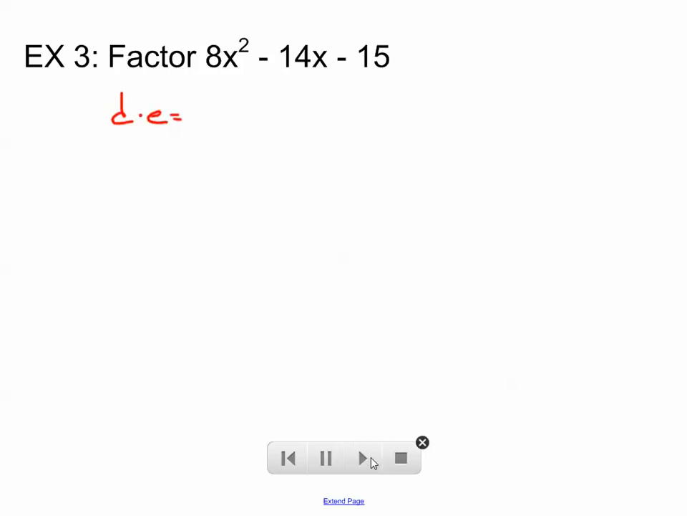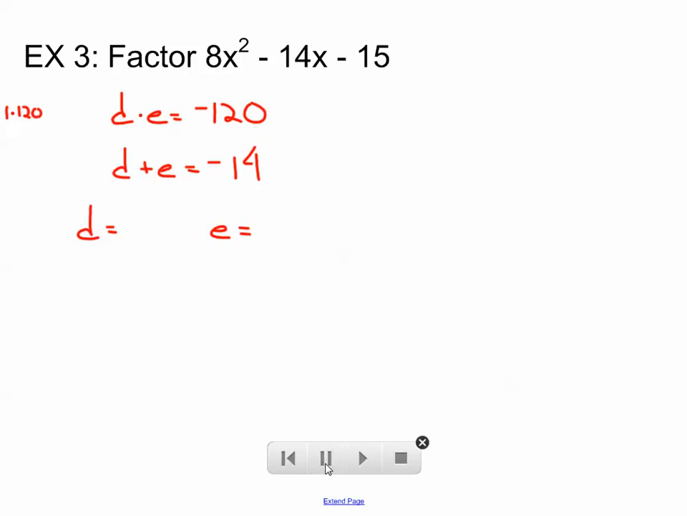First thing we do is 8 times negative 15, which is negative 120. Negative 14 is the sum of our factors. This one's a little bit tougher because negative 120 is a bigger number, but remember, I'm looking for a positive and a negative number. That's the only way I can get a negative product. The bigger of the two has got to be the negative number.